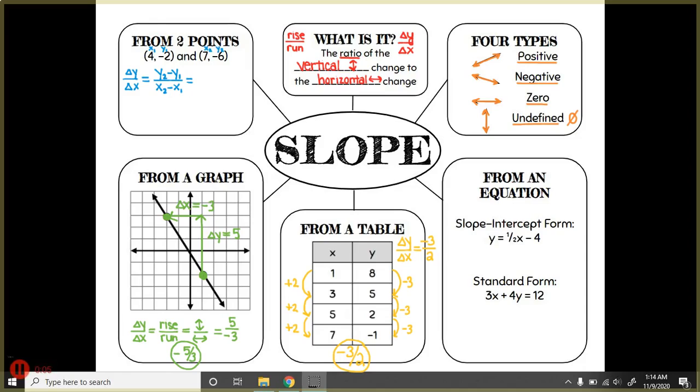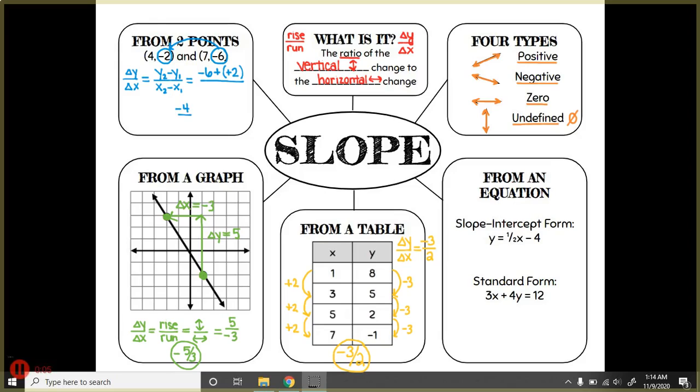In my case, y2 is -6, and I'm going to subtract y1, which is -2. So I'm taking -6 minus -2. Remember, minus a negative really means to add a positive. So -6 plus 2 is going to give me -4.